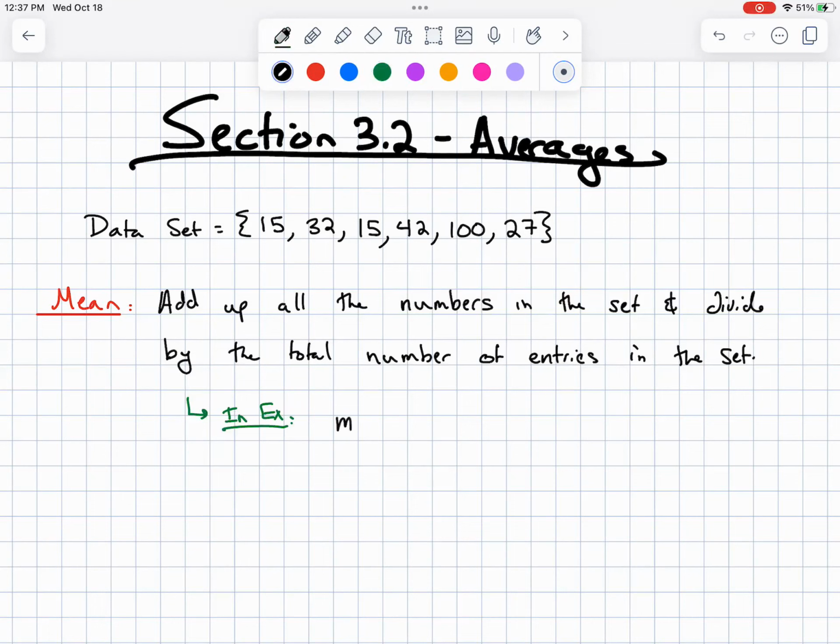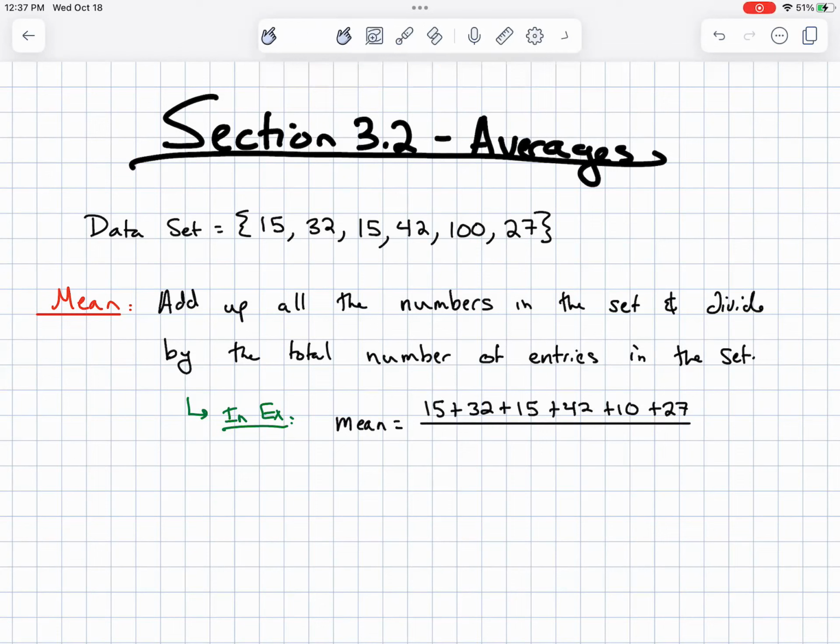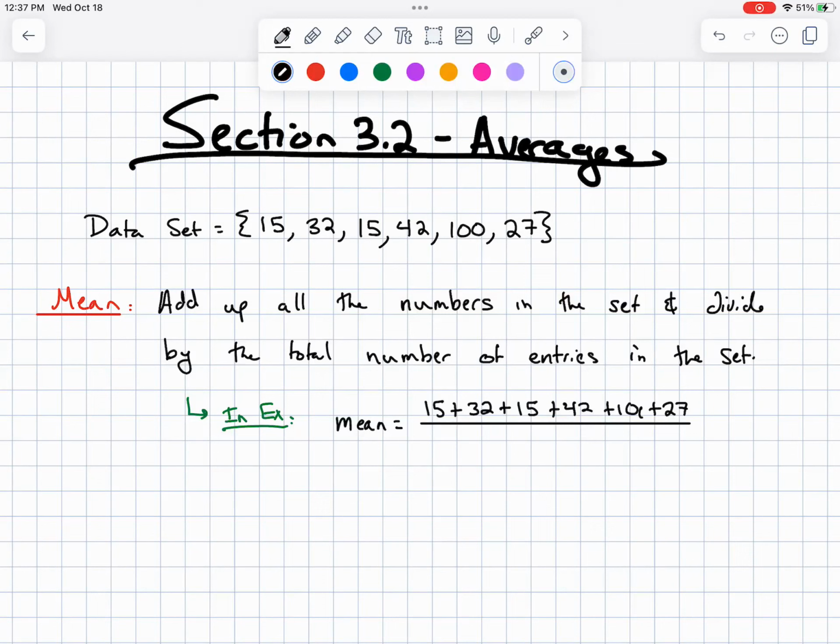we write mean is equal to, some people use the Greek letter mu to mean mean, but we'll just write mean. So we're just going to add up all these numbers: 15 plus 32 plus 15 plus 42 plus 10 plus 27, all divided by how many numbers do we have? We have 10 or 100. Oh, thank you. Don't know why I wrote 10 instead of 100. Good catch. So there are 1, 2, 3, 4, 5, 6 numbers.